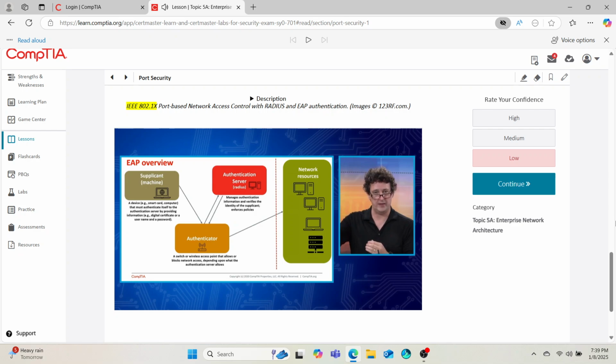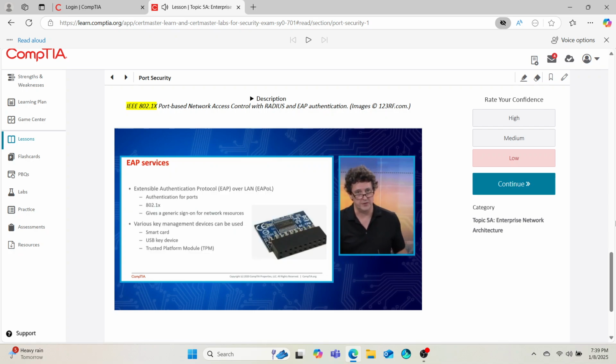It will then go to an authentication server. That's the third part. And this often is a RADIUS server. And the idea is that it manages the authentication information. So the authenticator and the authentication server work with each other. And if that device, person, whatever is allowed, then they have access to network resources. When it comes to EAP services, there are quite a few things here.